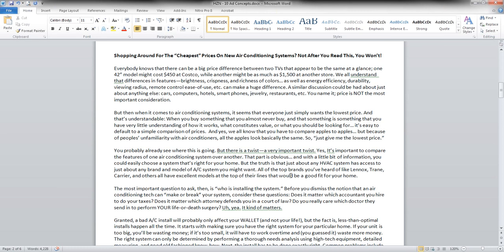And yes, we all know that you have to compare apples to apples. But because of people's unfamiliarity with air conditioners, all the apples look basically the same. So just give me the lowest price. You see how this works?